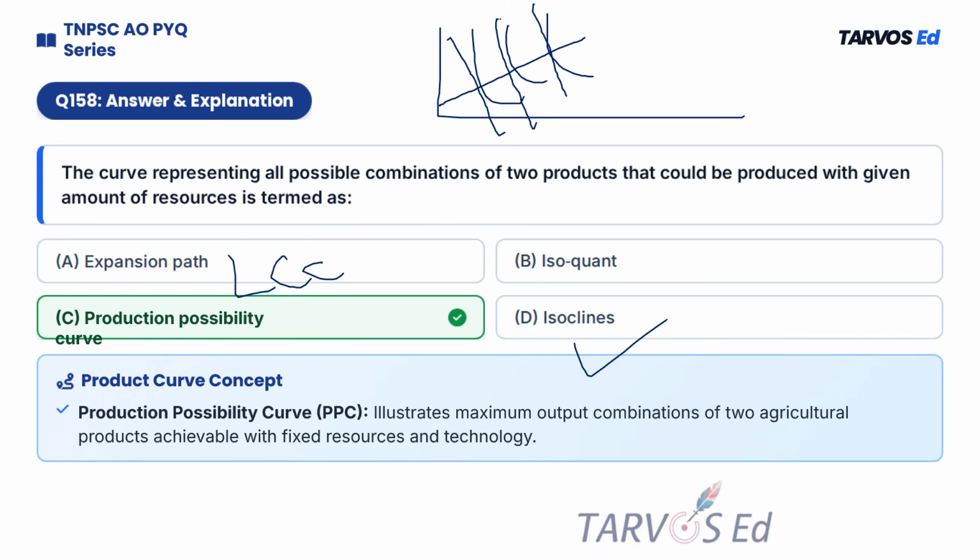Okay. And if you have a border line in this, we call it as a ridge line. It is also a special type of isocline which segregates complementary from the substitute goods. All these concepts are important. It comes under product relationship, factor factor relationship.